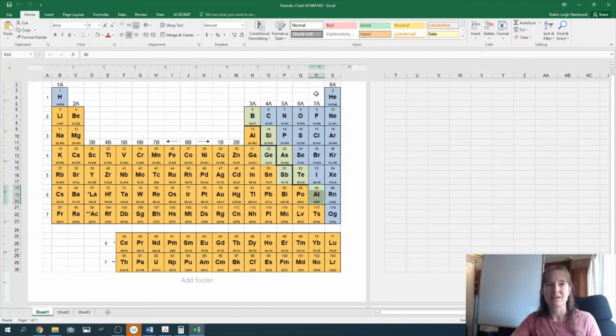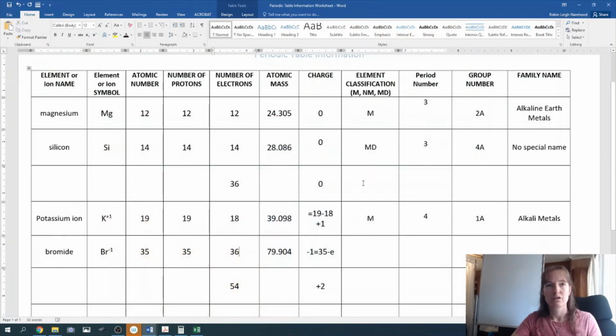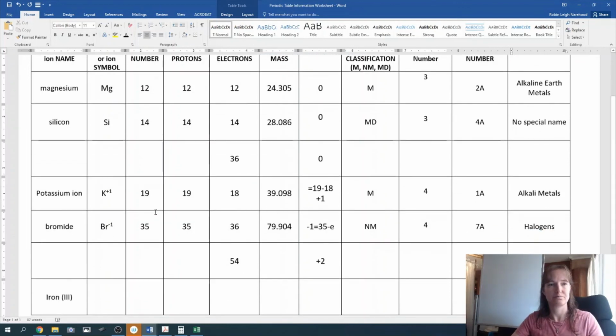Bromine is in group 7A. It is in blue, which means it's a non-metal, and it is in period 4. So it is a non-metal. It's in period 4. And it's in group 7A. The non-metals that are in 7A are called the halogens. So it is a halogen.